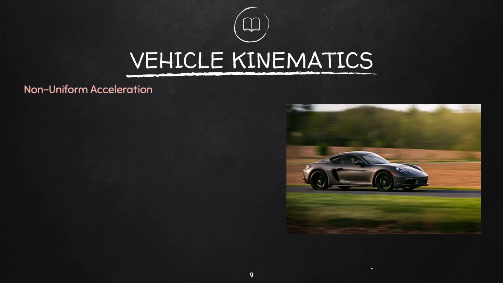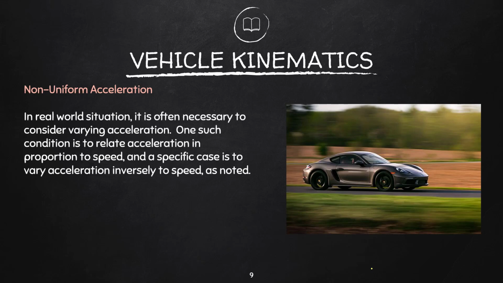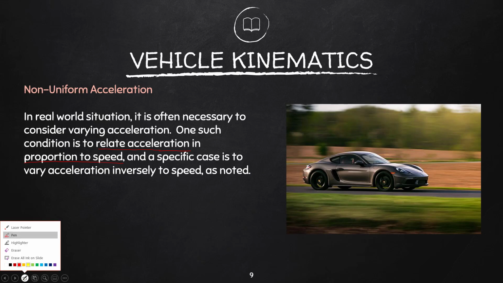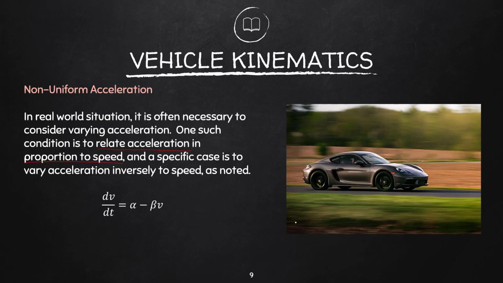For non-uniform accelerations, we need to consider this because in real life, there is really no vehicle that travels at uniform acceleration. There will always be a change in acceleration. And one condition that we can do is relate acceleration in proportion to speed. The specific case is to vary acceleration inversely to speed as noted. So for this one, we will use this formula. The derivative of velocity with respect to time is equal to alpha minus beta times the velocity. V is the velocity and t is the time interval. Alpha and beta are constants, given in the problem.